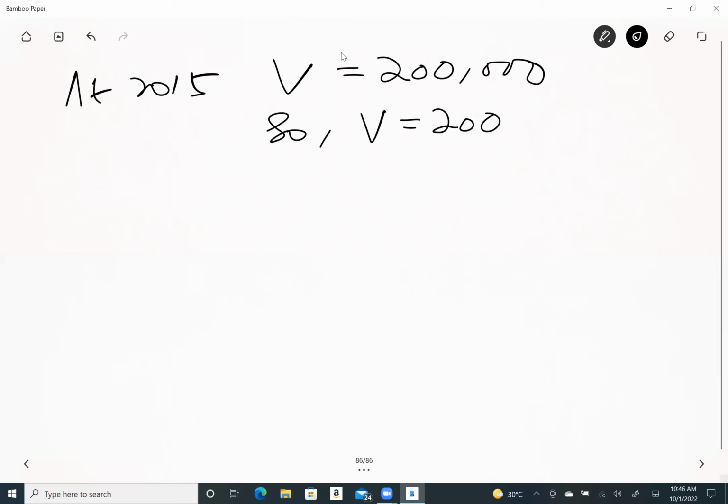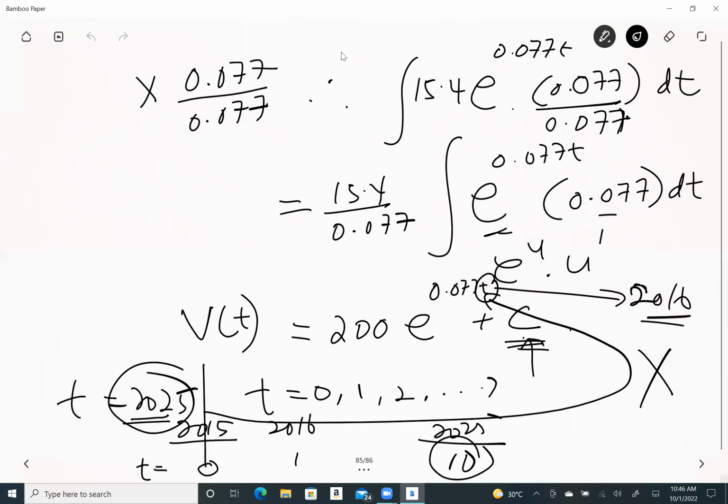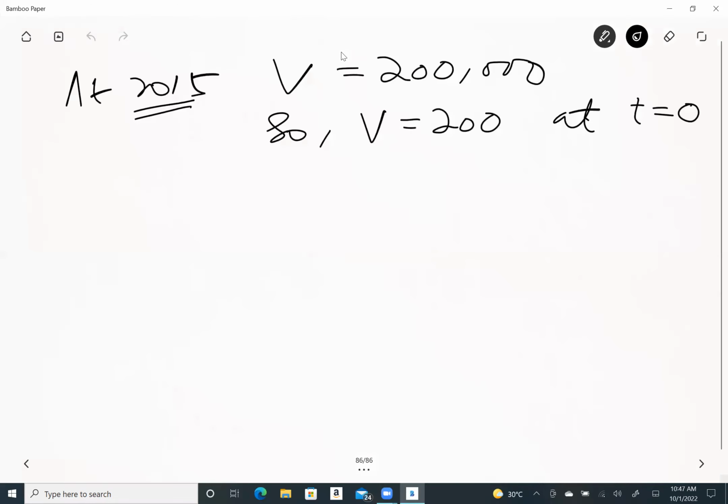So the value is 200 at where? 2015. 2015, t equal to 0. Don't put 2015. So that is the beginning of the time, 0. And then you just compute the value of the time for the corresponding year. Any question on that one? So you have t equal to 0, the value is 200, and with that we can find C.